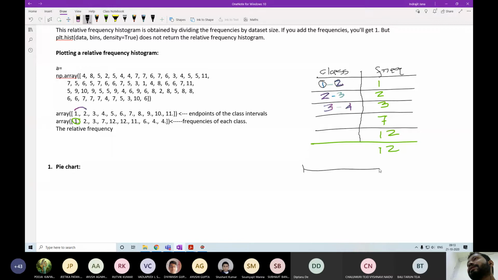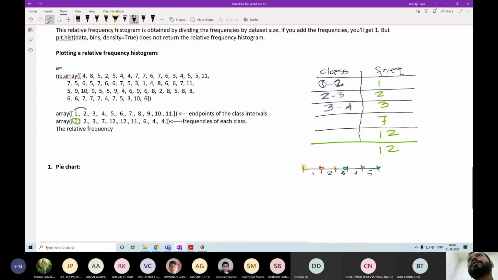Okay, so let's say there are, how many classes are there? 1, 2, 3, 4, 5 classes. But how many endpoints are there? The endpoints are 1, 2, 3, 4, 5, 6. So if you have n classes, there are n plus 1 endpoints. Anyway, this is a subtle observation that I wanted to make.